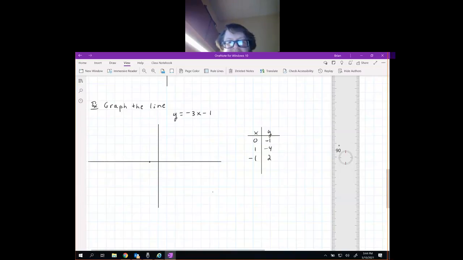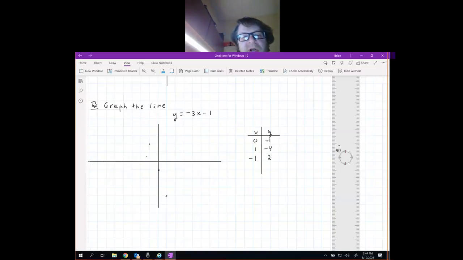Got that? All right, the 1, -4 is what I'm working on next. So I'll go to the right one and then down 4 units and put a dot. Then I have -1, 2, so I'll go to the left 1 unit and then up 2 units. Okay, so mine line up. You said yours do too.